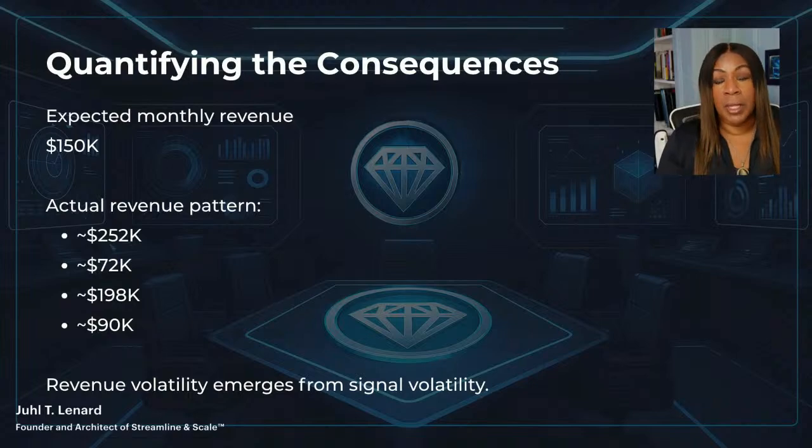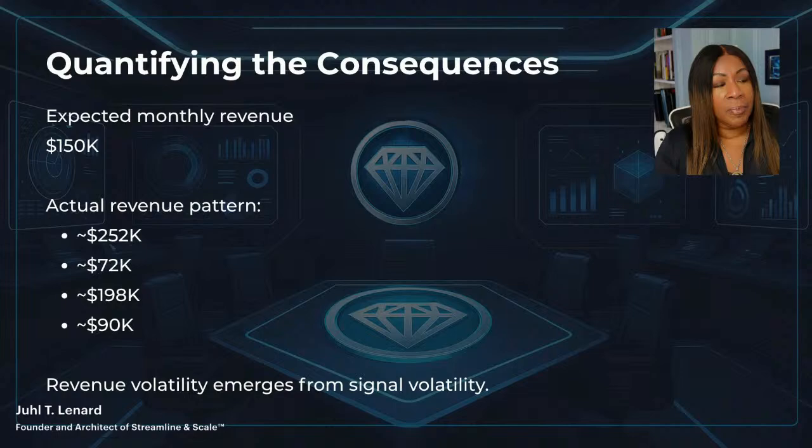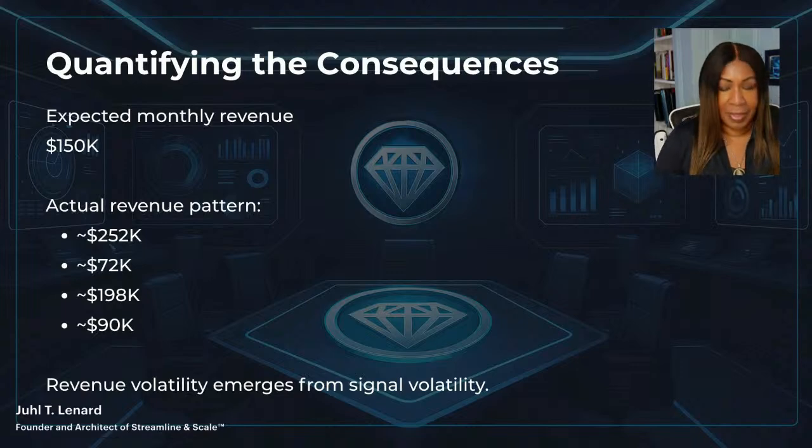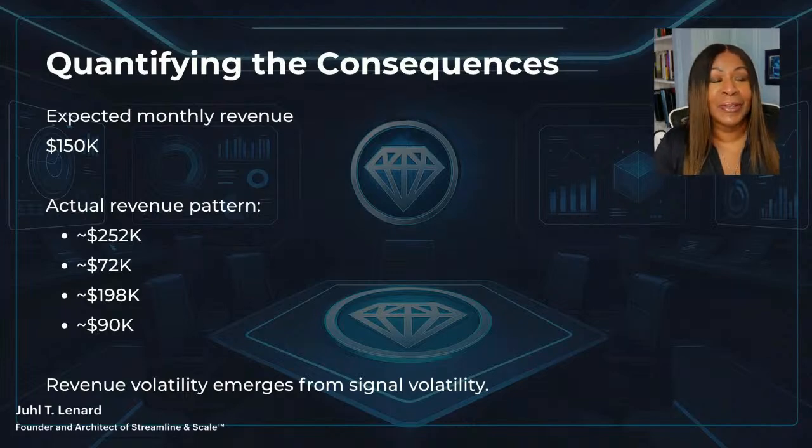So let's talk about the consequences. We're expecting monthly revenue of 150K. But when we look at the actual revenue pattern, it's fluctuating wildly. Sometimes it's much higher. Sometimes it's much lower, less than half. Revenue volatility emerges from signal volatility. All right, so we don't have the signal and we don't have the revenue to match.